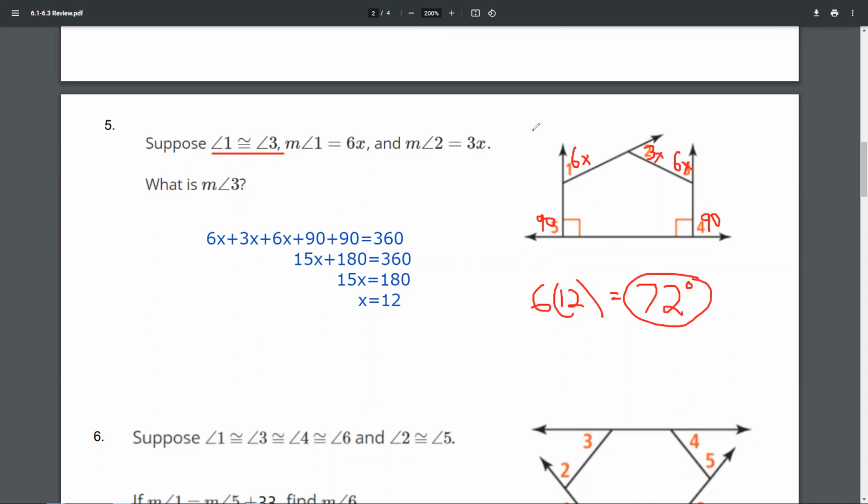Okay, but just to check here and make sure our answer is good, right? We have, this would be 72, this would be 36, 72, and then plus 90 plus 90. So 72 plus 72 plus 36. Yep, so we're good. Okay, so 72 degrees.